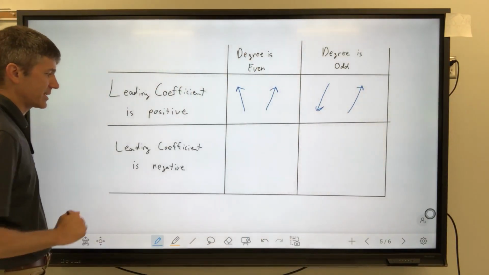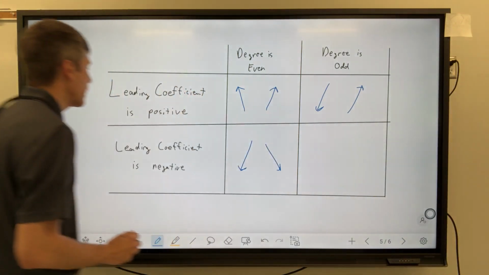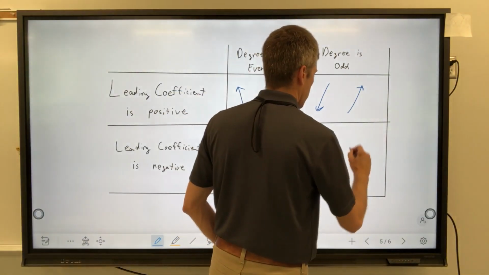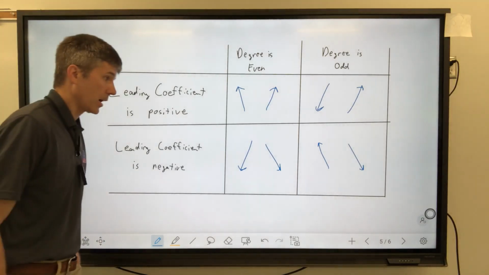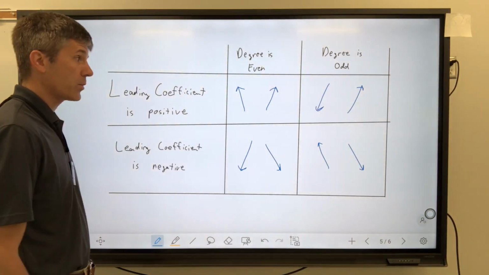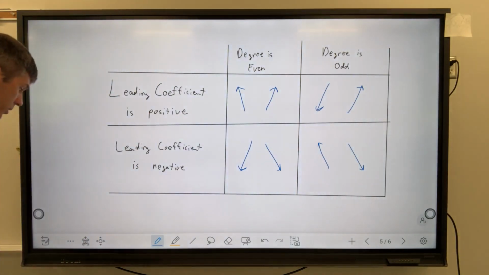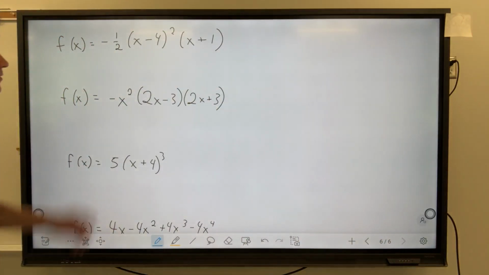And if the leading coefficient is negative, the degree is even, we have a down-down situation. And leading coefficient is negative, degree is odd, we have an up-down situation. There are shortcuts for remembering that, and we are not going to go into those in this video. That actually was addressed in the previous one. So let's move on.